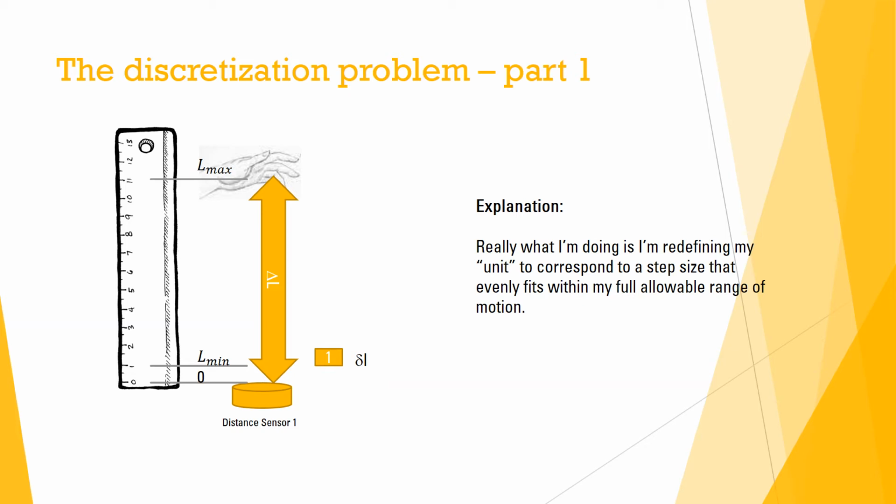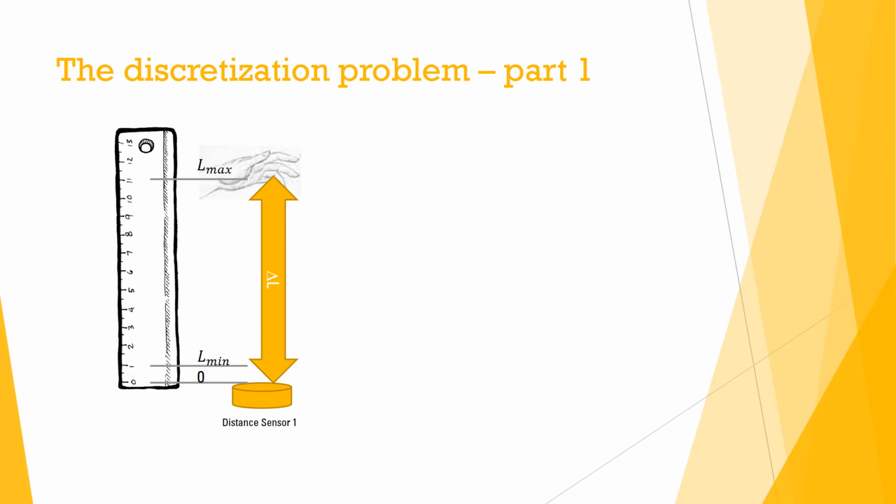So really what you're doing is you're redefining your unit to correspond to a step size that evenly fits within your full allowable range of motion, and ideally, in order to completely optimally use your device, that step size is going to be equal to its sensitivity. So in this case, which is a simplification of your problem, your step size was 1 centimeter, and you can fit 10 of those step sizes within the maximum distance delta L. So to continue the example, your total number of units that fit within this large delta L is 10.